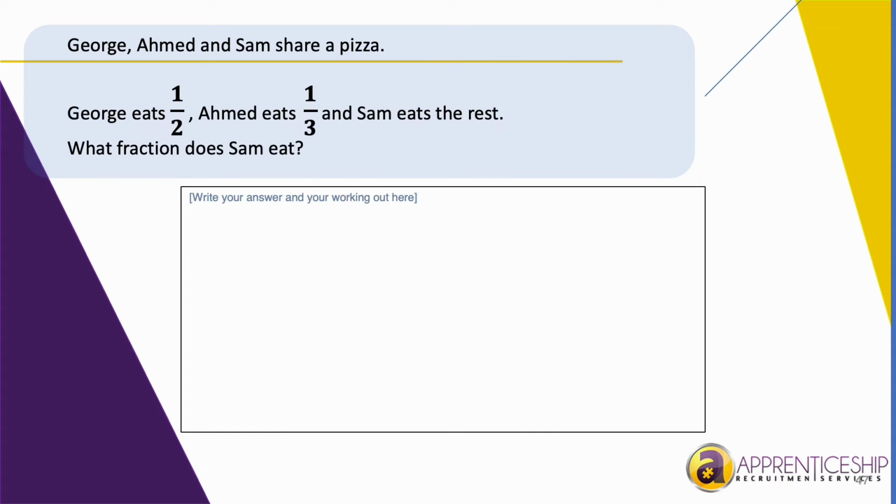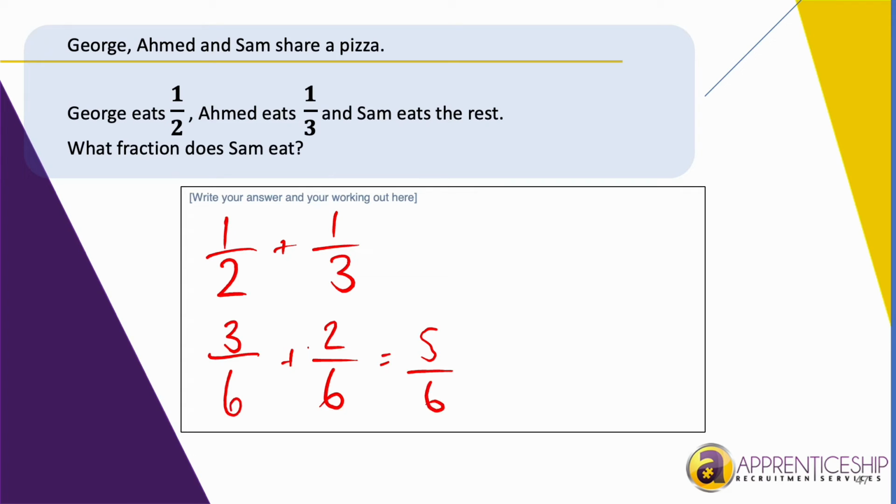George, Ahmed and Sam share a pizza. George eats a half, Ahmed eats a third, and Sam eats the rest. How much does Sam eat? So we add these together. So multiply the bottoms together, 6 and 6. This one was multiplied by 3. And this one was multiplied by 2, which is going to be 5 over 6.